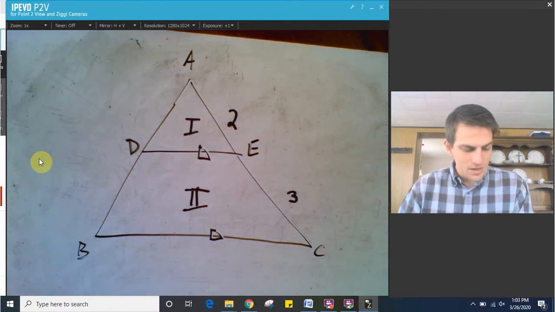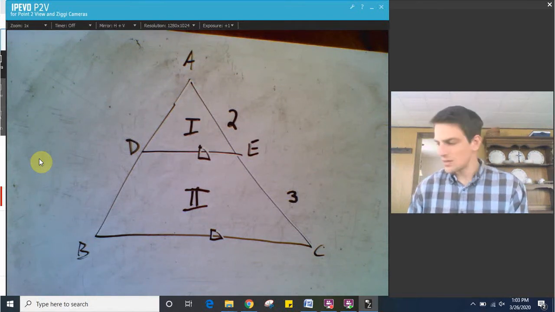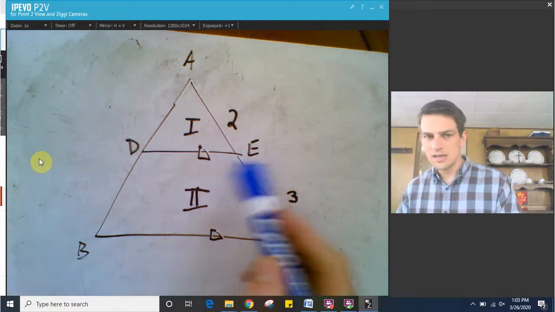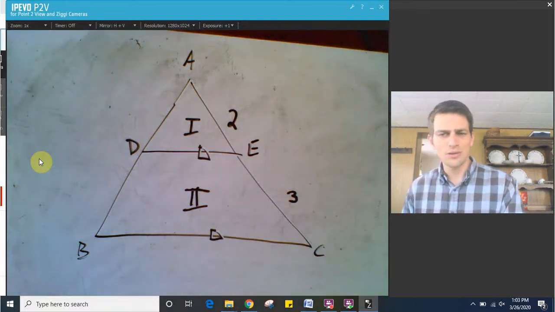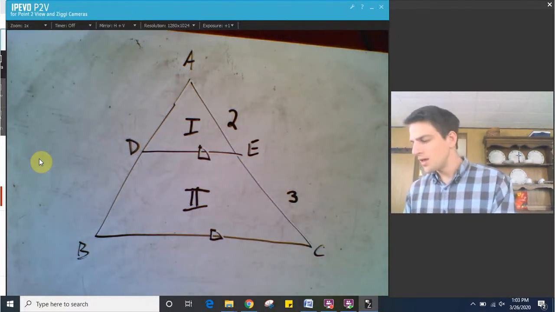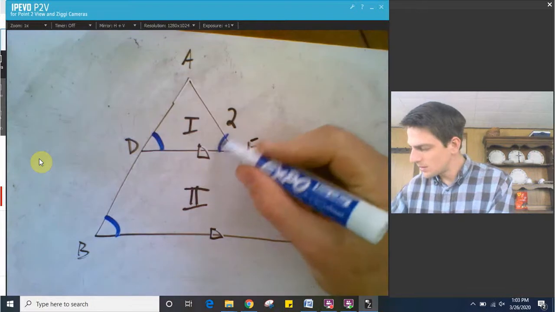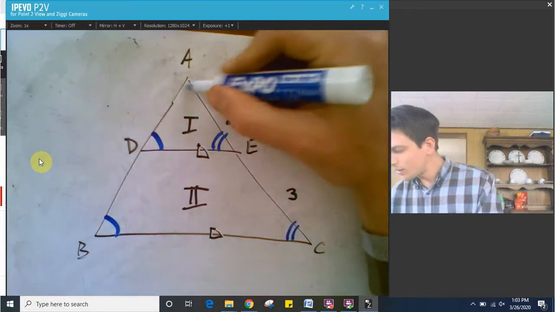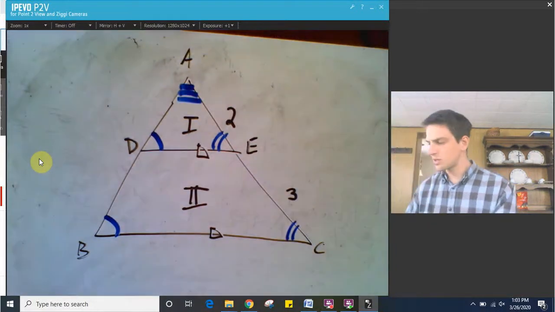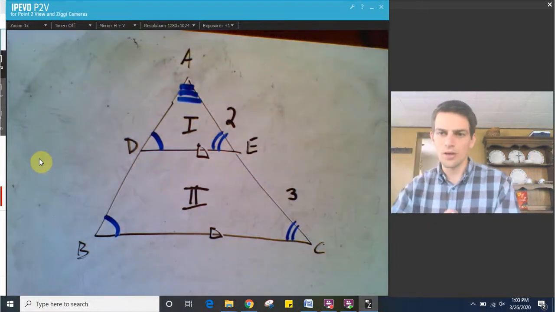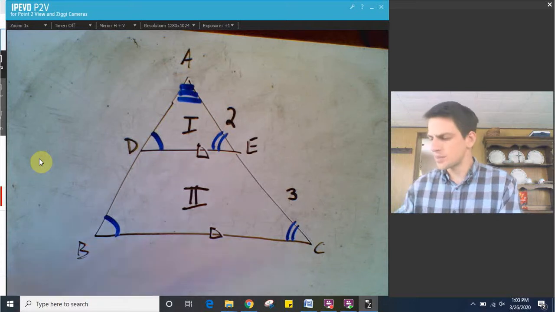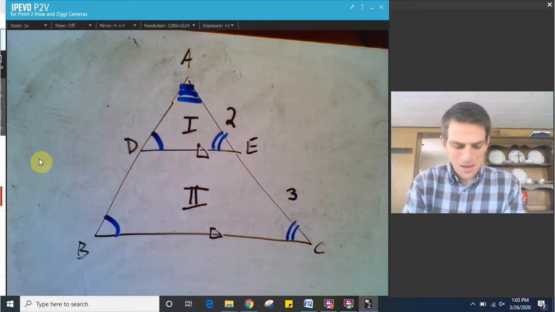Part B says to name two similar triangles. And those two triangles are going to be triangle ADE and ABC, which are really the only two triangles in the figure. And the reason we know that is we have corresponding angles being congruent, and so we have the angle, angle, angle postulate. Actually, I guess it's just angle, angle. But, anyways, they are similar.